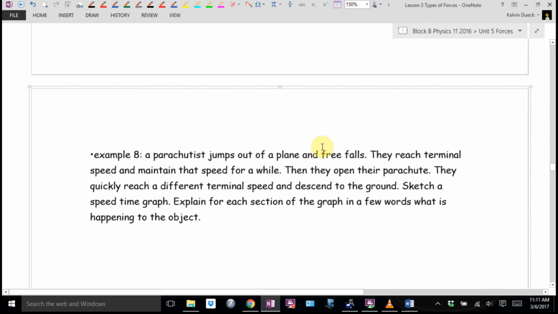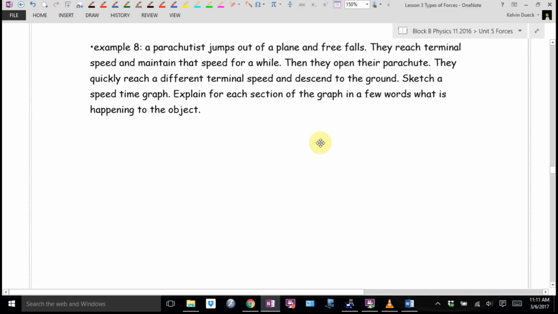So let's continue on here. Turn the page. Example 8. A parachutist jumps out of an airplane and free falls. I mentioned I jumped out of an airplane. They reach terminal speed, and they reach that speed for a while. They then open their parachute and quickly reach a different terminal speed and descend to the ground. Sketch a speed versus time graph.